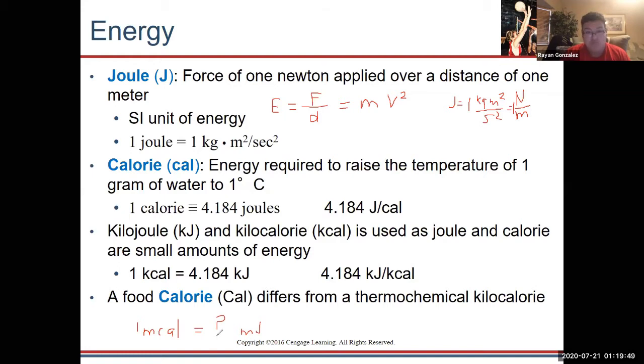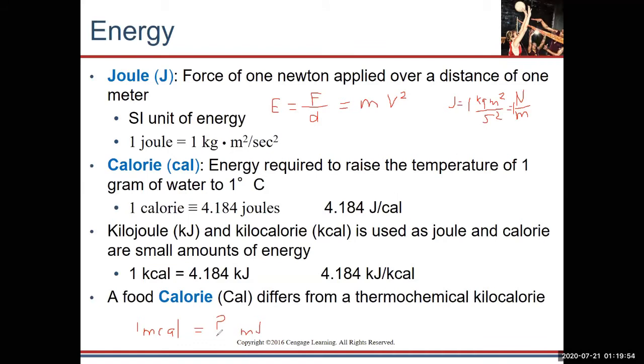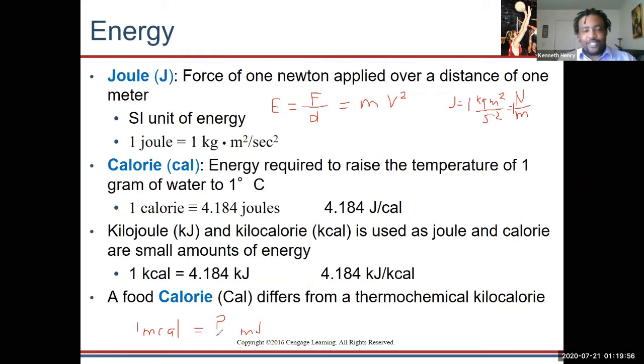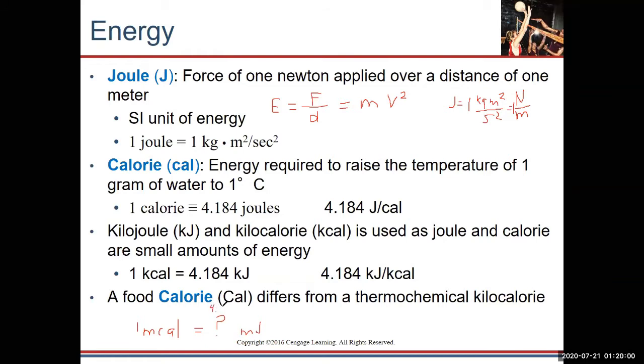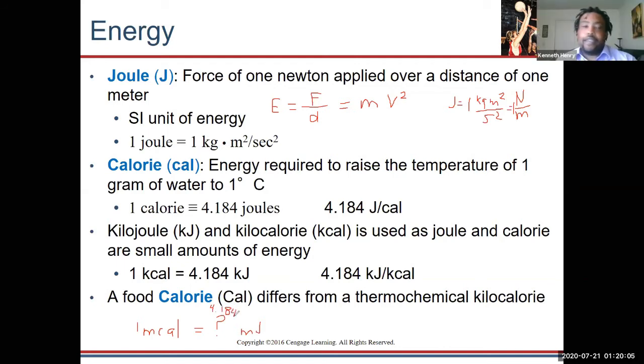$4.184. That is correct. Who was that? Me, Sanhana. Excellent. Good job, Sanhana. You get a brownie. Oh, I love brownies. Me too. So we just need somebody to make it now.